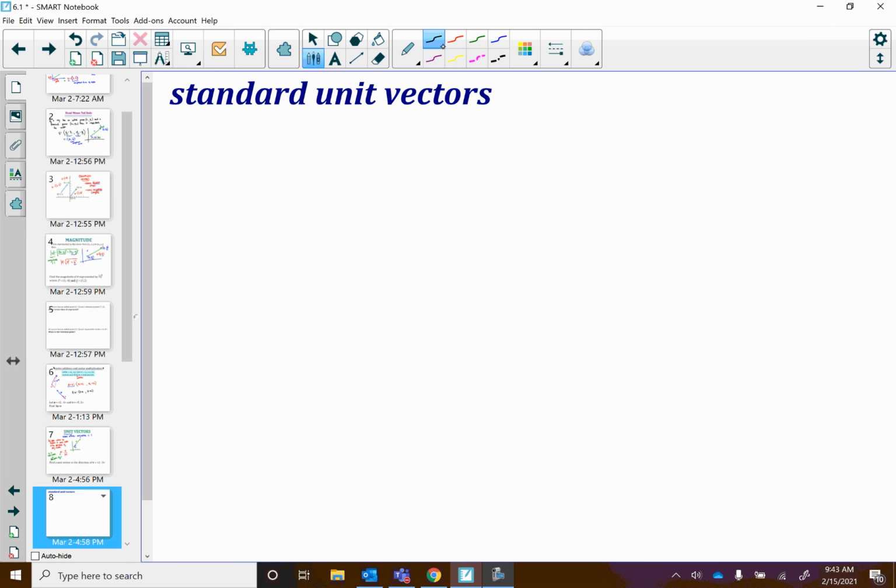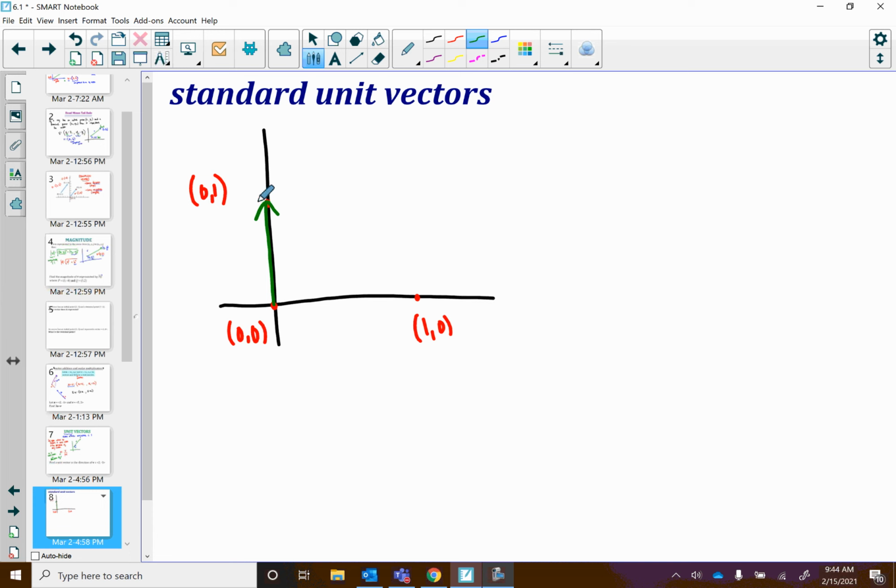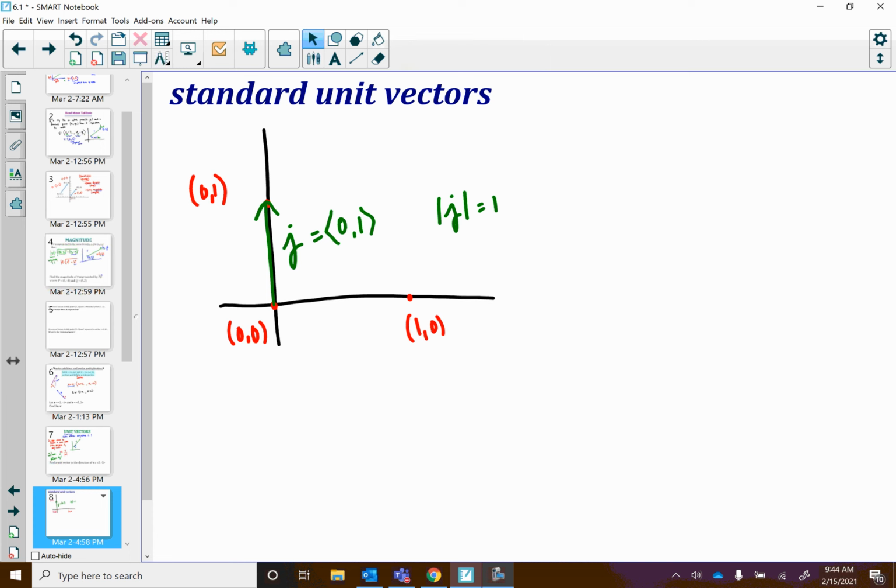Our most common vectors that are unit vectors are known as our standard unit vectors. These two are the vectors that start at the origin and go to the points 0, 1 or 1, 0. So if I go from the origin to the point 0, 1, this is vector j, whose component form is 0, comma 1. And the magnitude of j, the length of it, is just 1. And if I start at the origin and go to the point 1, 0, this is known as vector i.